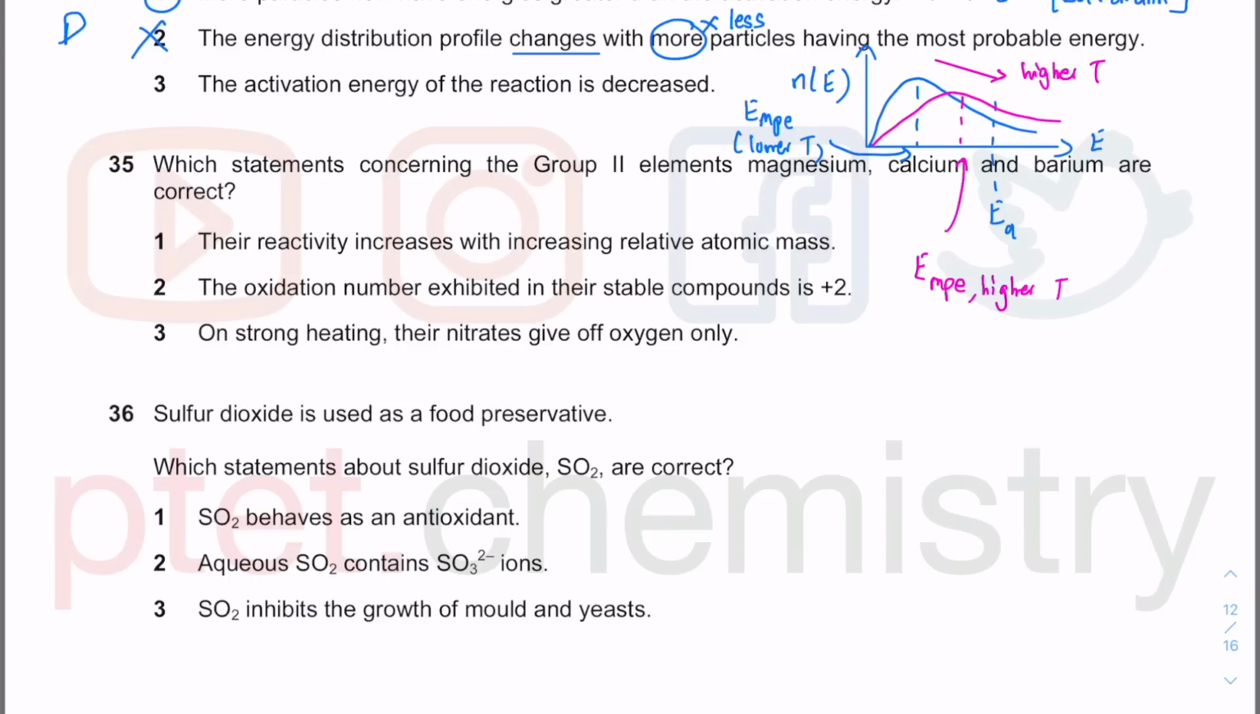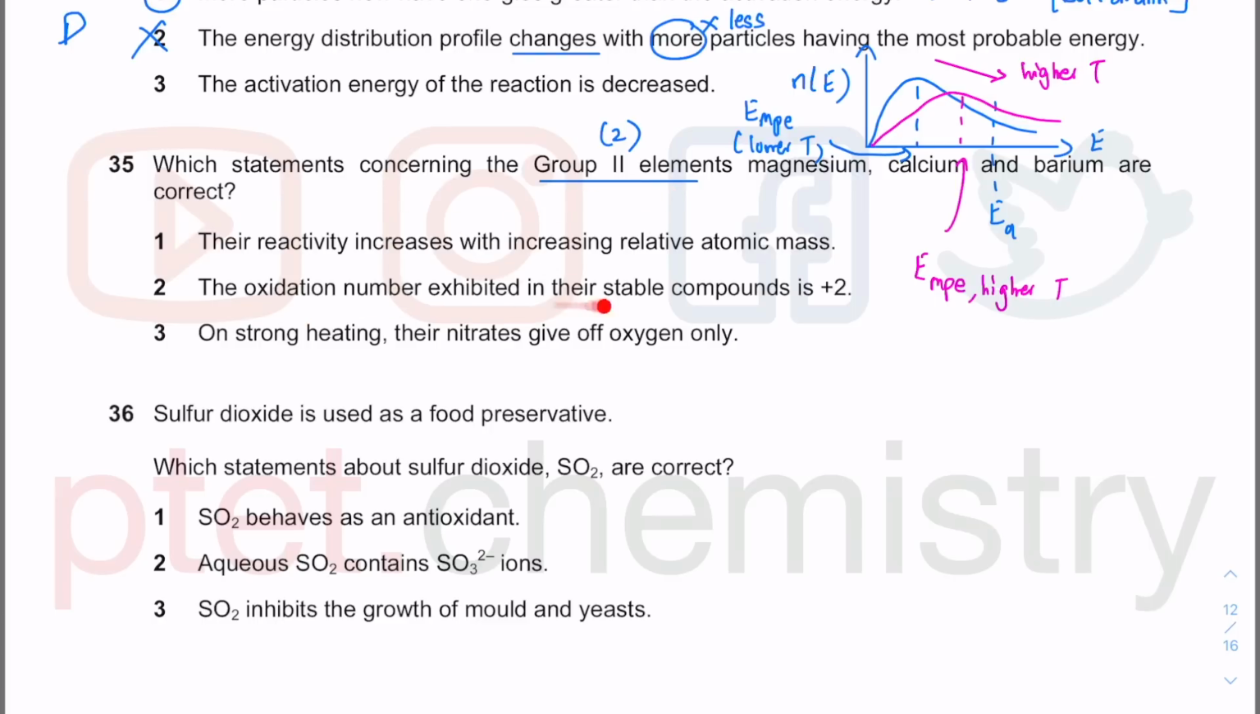Question 35. Which statement concerning the group 2 elements? So in the modern papers, after the 2016 revamp of the syllabus, they have scrapped this Roman numeral, and now it's group 2, using the number as stated in your periodic table in the data booklet. Okay, but it's still the same group 2 chemistry. Magnesium, calcium, and barium, which statements about their compounds or the elements are correct?